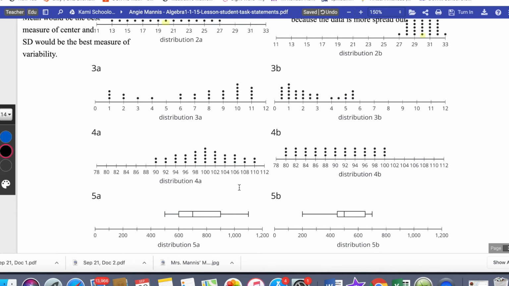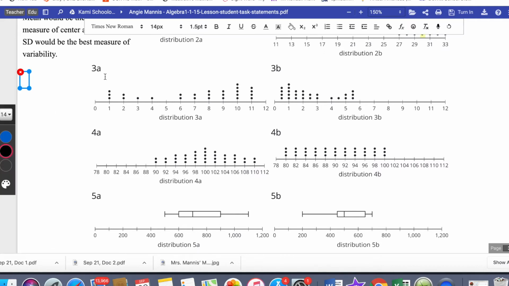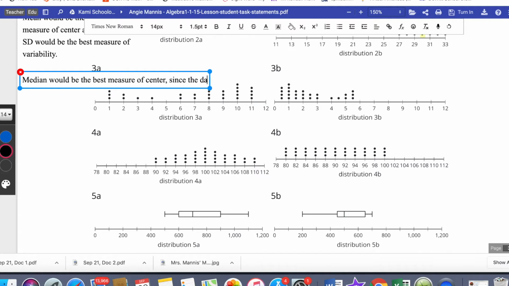So since these are not symmetric, we want to use median as a measure of center because you have these values that are further out to the left, and you have some values maybe that are further out to the right from the middle. And so, you know, these are a little bit skewed, not a lot, but just a little bit skewed. And so that would affect your mean more than your median. So you want to use median as your measure of center. So median would be the best measure of center since the data is not symmetric.